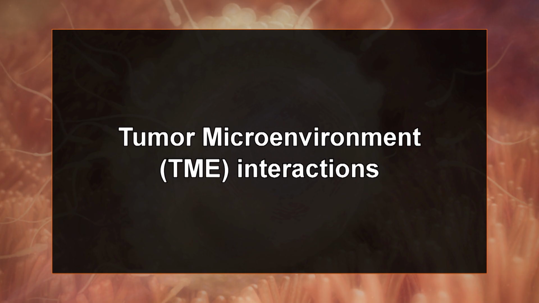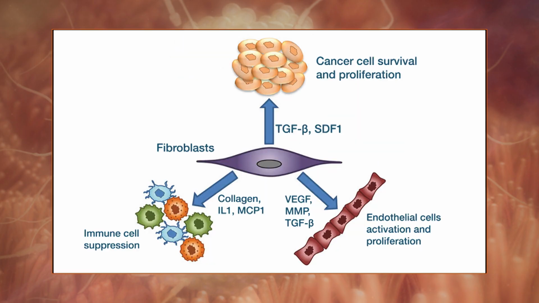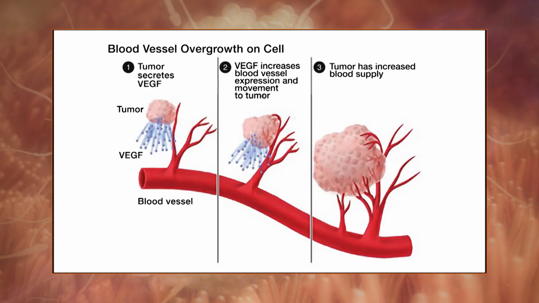Then tumor microenvironment or TME interactions. A dynamic ecosystem of fibroblasts, immune cells, endothelial cells, and extracellular matrix. Cancer-associated fibroblasts or CAFs release growth factors, while tumor-associated macrophages or TAMs produce interleukin 10 or IL-10 to suppress immunity. Hypoxia stabilizes hypoxia-inducible factor 1 alpha, HIF1 alpha, inducing vascular endothelial growth factor or VEGF-mediated angiogenesis.